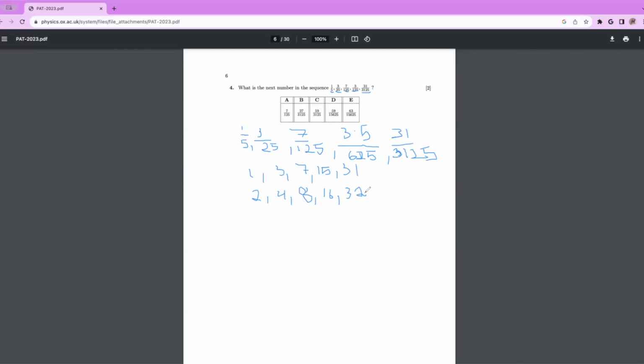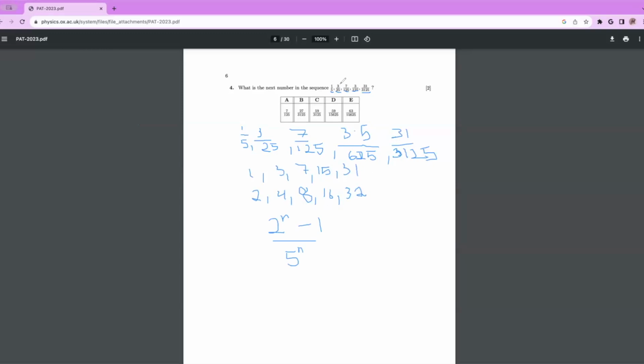So we've also established a rule for what the numerator follows. For the nth term, the term on the top is 2 to the n minus 1, and the term on the bottom is 5 to the n. And we can see that this works, because 2 to the 1 minus 1 over 5 to the 1 is 1/5. 2 to the 2 minus 1 over 5 to the 2 is 3/25, and so on for the rest.